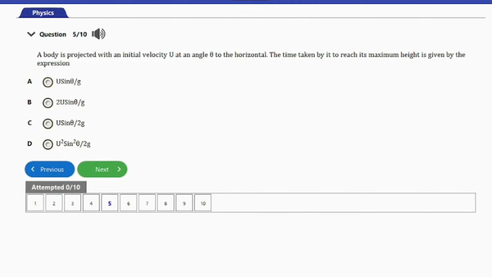So the next question here is question number 5. It says, a body is projected with an initial velocity u at an angle theta to the horizontal. The time taken by it to reach the maximum height is given by the expression A, u sine theta over g. So guys, the answer to this question here is option A. We don't need to check further for the rest of the options. The answer here is u sine theta over g. So that's it for this question. Let's go ahead and consider the next question, guys.